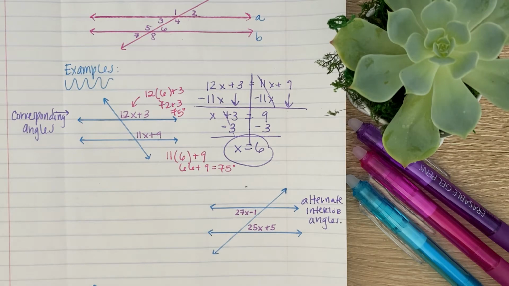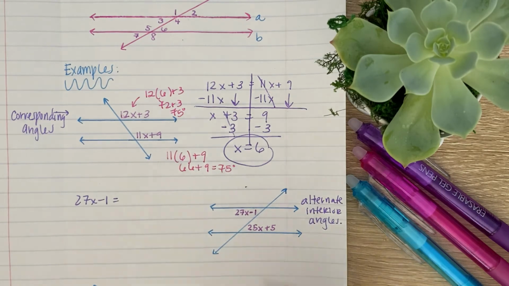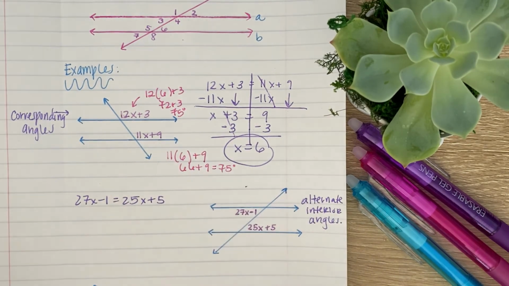And we know that alternate interior angles are also congruent. Yes, that's right. So the way we set up this problem is we make these two angles equal to each other. So we take 27x minus 1 is equal to 25x plus 5. And then we go ahead and solve for x.